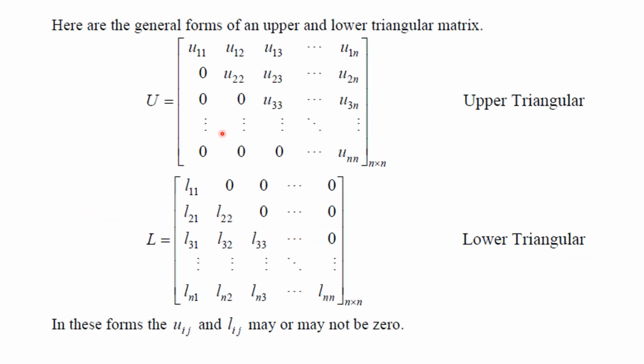So here is what that would look like. Here is an upper triangular matrix. You can see that the main diagonal and everything above it might be non-zero, but anything below is zero. That's upper triangular. Similarly, lower triangular has the main diagonal, and anything below the main diagonal could be non-zero, but everything above the main diagonal is zero. So the u_ij's and l_ij's may or may not be zero.